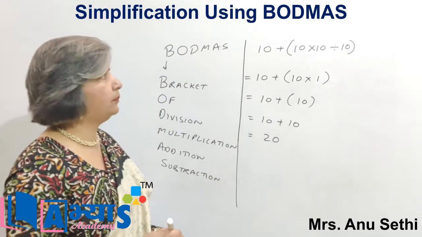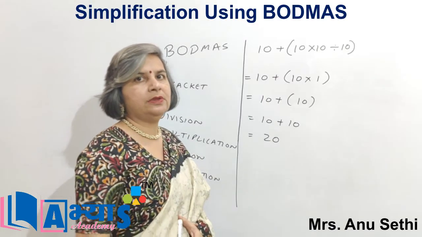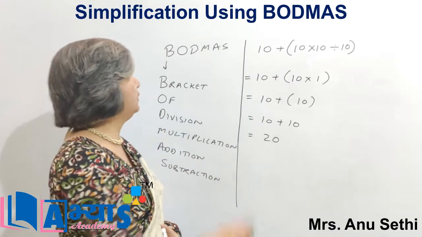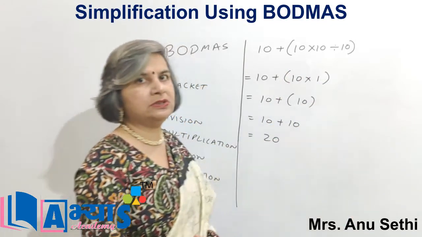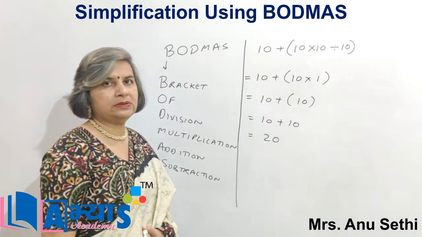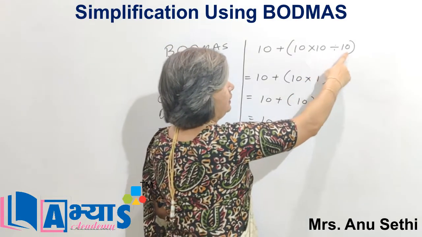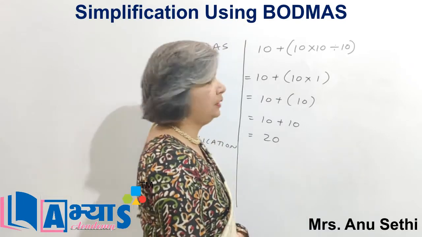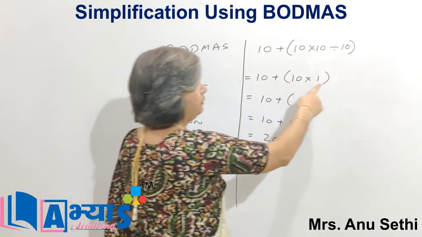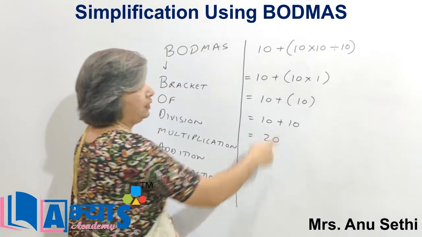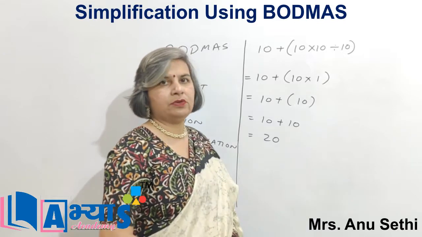So in this example, we had a bracket, so we first solved the bracket, and in solving the bracket, we again used the concept of BODMAS. Because we had 3 terms, with a division sign and a multiplication sign, we first solve for division. So I divided 10 by 10 and I got 1. Now I solve the multiplication: 10 into 1 means 10. Now I have opened the bracket. So I got 10 plus 10 and the answer was 20.